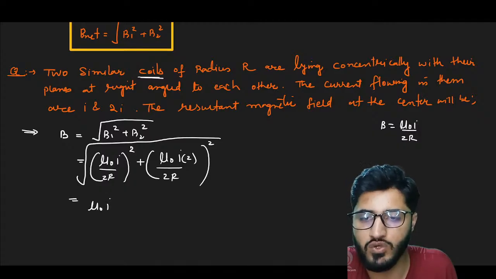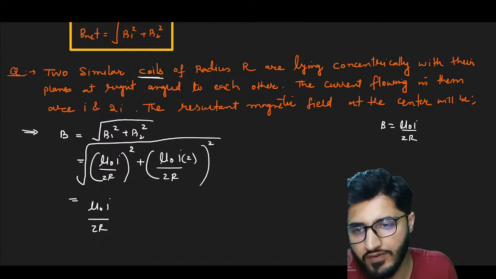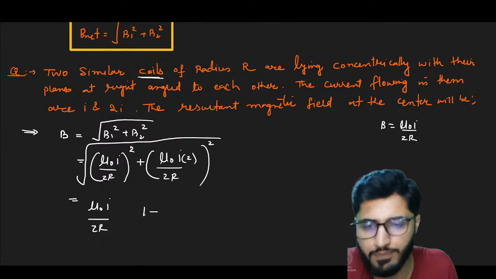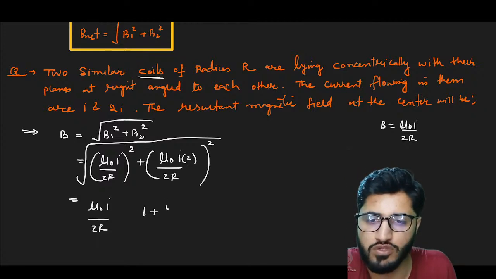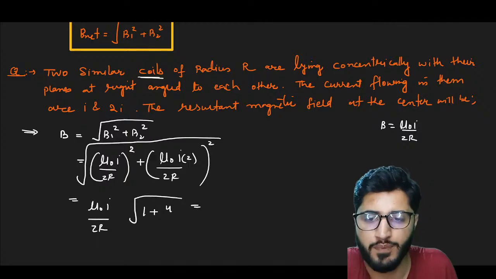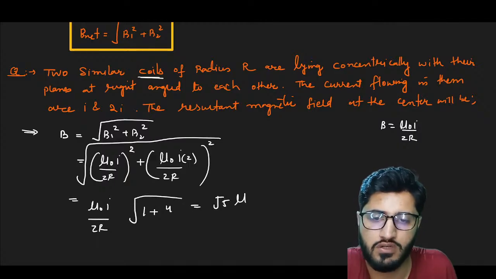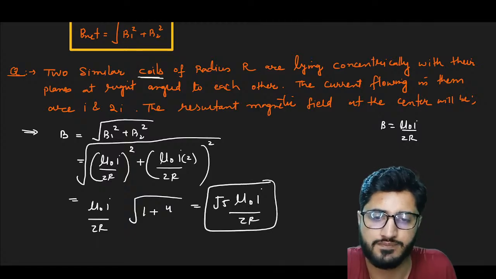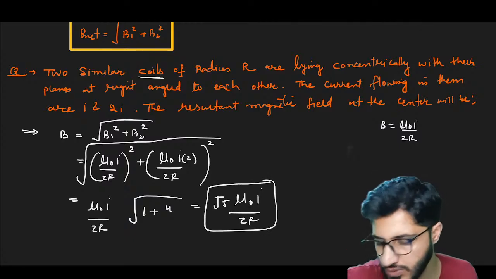So now, you can see here, I will take μ0I divided by 2R common. It could be common, no? So internally what do we have now? 1 plus, it will be 2 to the 4 root, 4 plus 1, it will be root 5. μ0I divided by 2R, this is my answer.